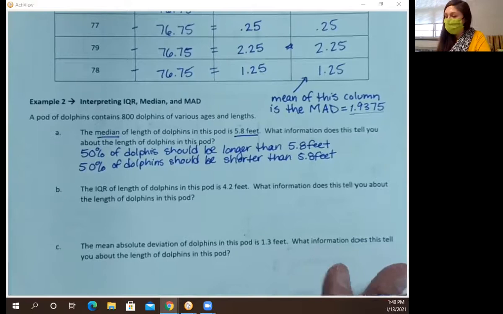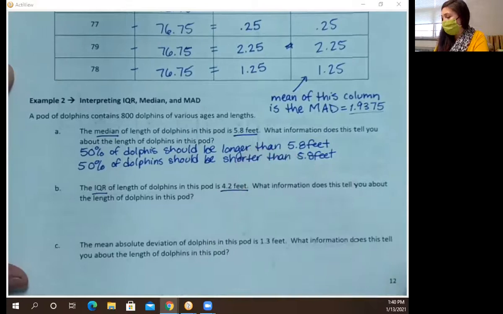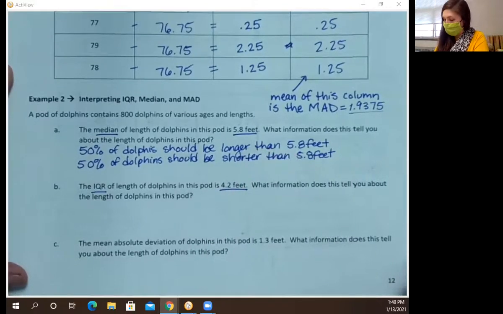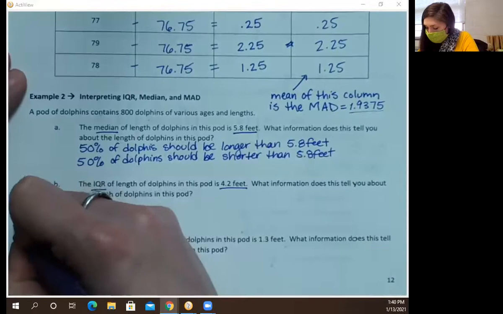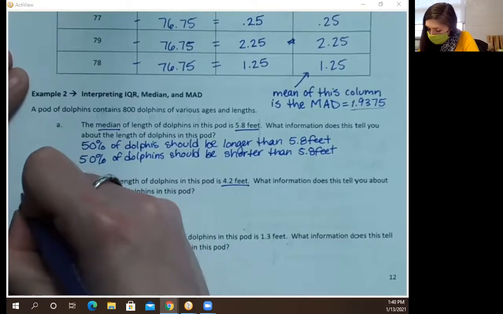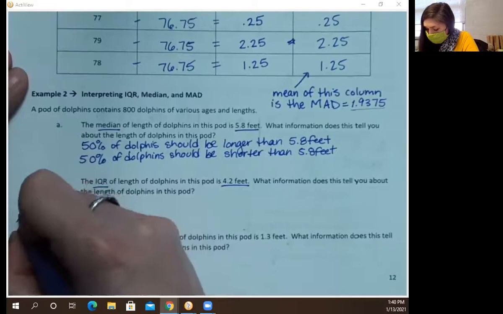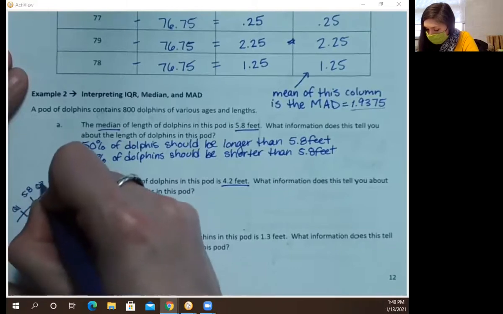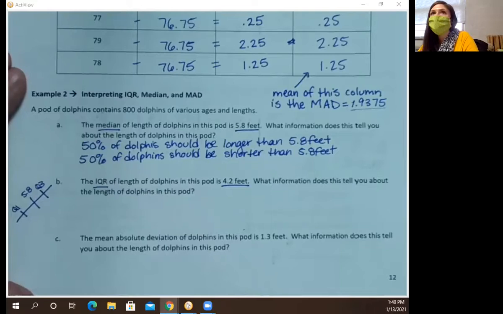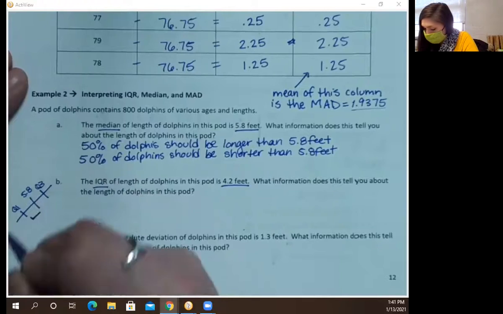Now for B, we're looking at IQR, that interquartile range. This says the IQR of the length of the dolphins is 4.2 feet. So what does that tell me about dolphins? I've taken all my dolphins and basically split them into fourths, right? We know the median is 5.8, and then I've got Q1 and Q3. It doesn't tell me what values I associate with Q1 and Q3, but I know that the difference between them, the range between these, is 4.2.